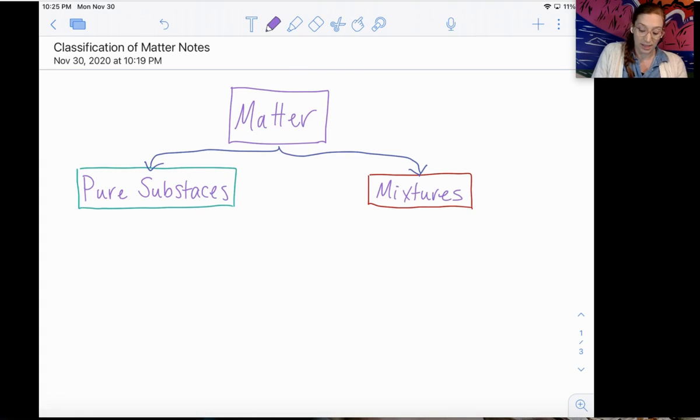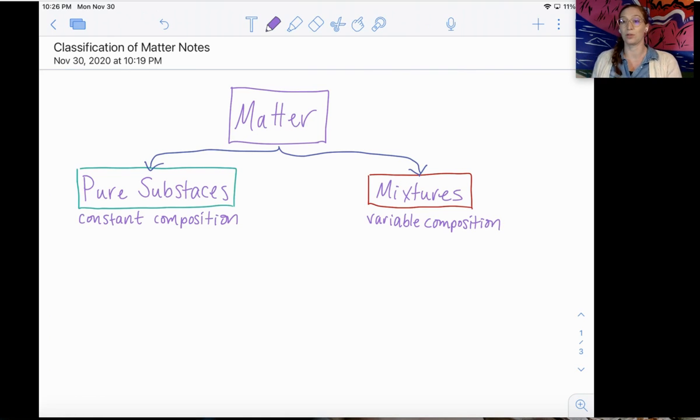Pure substances, we're going to say, have constant composition, which means that they are made of exactly the same type of particle all the way throughout that sample of matter. Doesn't matter what the physical state is, whether it's solid, liquid, or gas, but it does matter that all the particles in the sample are exactly the same. Mixtures, on the other hand, are going to have variable composition. So they are going to have different types of particles all mixed together.